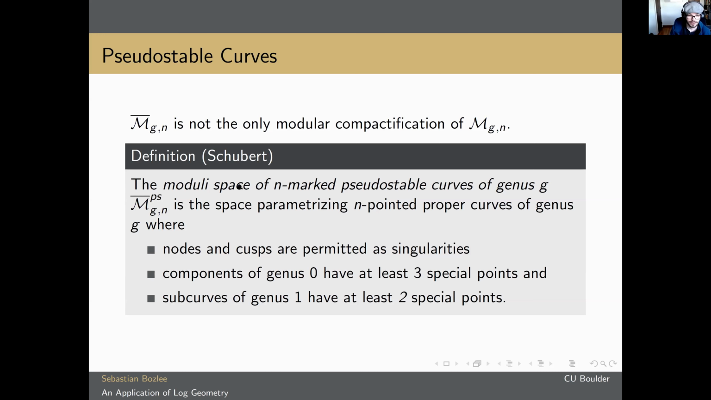So in this moduli space, the curves that we're going to be considering are n-pointed, genus g, like before, but now we're being a little bit more inclusive for singularities. So both nodes and cusps are allowed. Since we're being more permissive there, we need to be less permissive somewhere else. So our components of genus 0, okay, same condition, genus 0, 3 special points. But subcurves of genus 1 need to have 2 special points instead of 1.